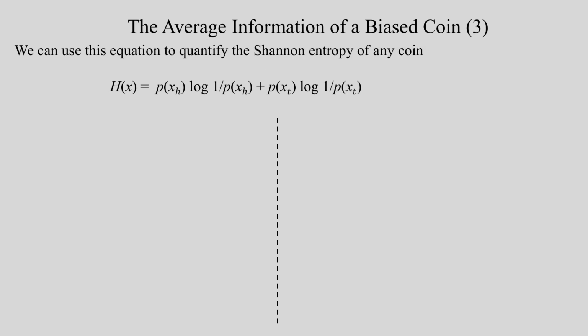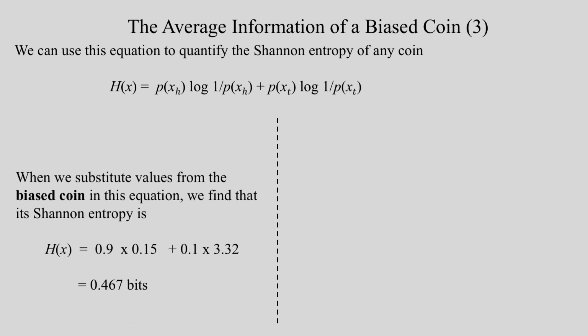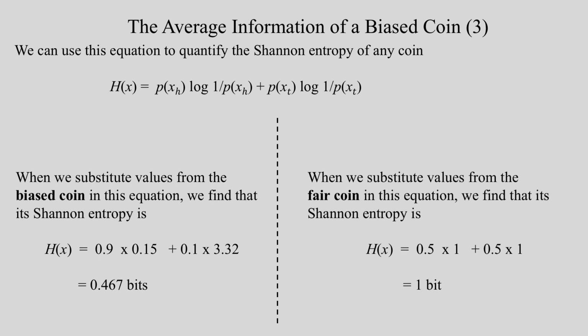We can use this equation to quantify the Shannon entropy of any coin. When we substitute the values from the biased coin in this equation, we find that its Shannon entropy is 0.467 bits. For comparison, when we substitute values from the fair coin in this equation, we find that its Shannon entropy is 1 bit.